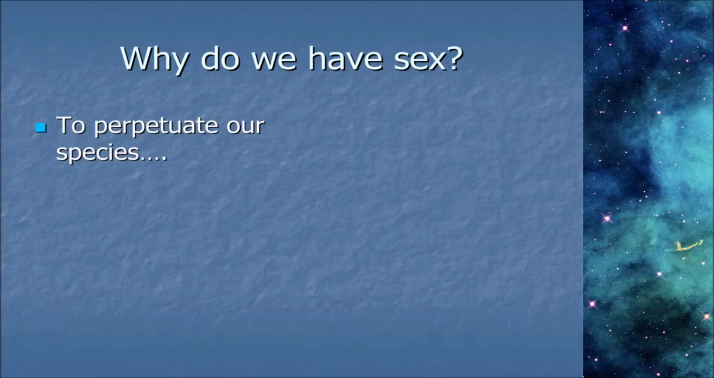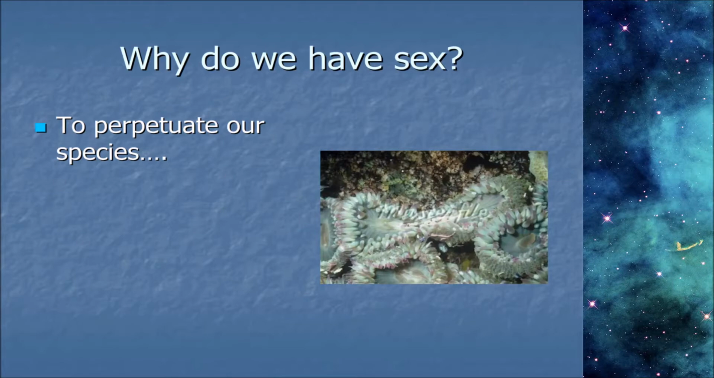One of the more common answers I get is to perpetuate our species. That is, we all recognize that we have a finite lifespan, and the only way to perpetuate the human species is to reproduce and have offspring. But there's a little bit of a flaw in that answer. Specifically, not all organisms reproduce sexually. For example, sea anemones, which you see here, can just divide and produce two different organisms without sexual reproduction. The same happens in plants. Banana plants can produce keikis without any kind of sex.